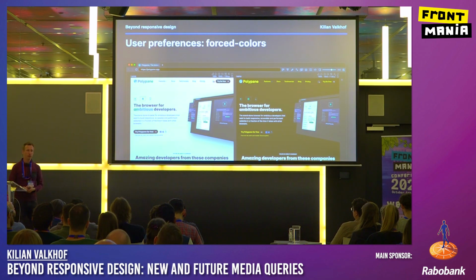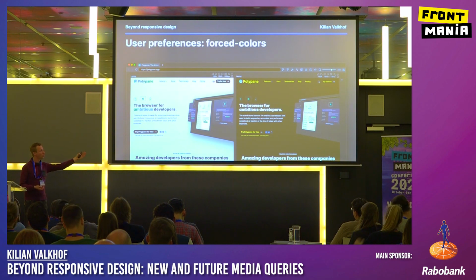What you can do is add a little border around them. You can add a border with a transparent color. And what happens is that you don't see them in the normal situation. But then when forced color mode is active, the border color gets overwritten, and you can see the border.